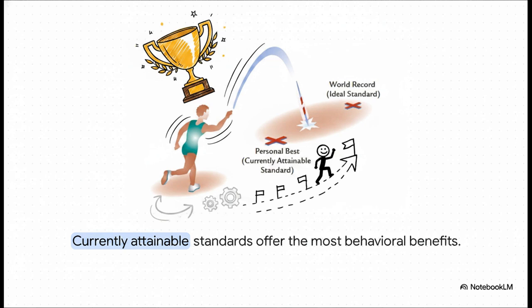But the currently attainable standard, that is like aiming for a personal best. It can totally be achieved under efficient conditions, but it makes sensible allowances for normal, everyday breakdowns and less than perfect skills. From a management perspective, currently attainable standards provide vastly better behavioral benefits. When targets are challenging but actually reachable, your team will work so much harder to hit them.